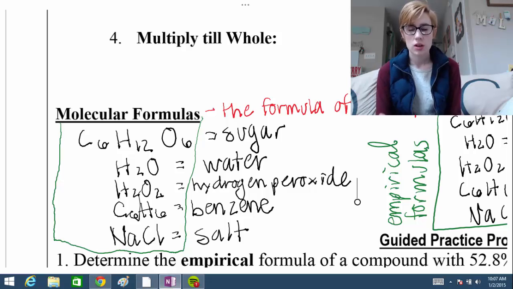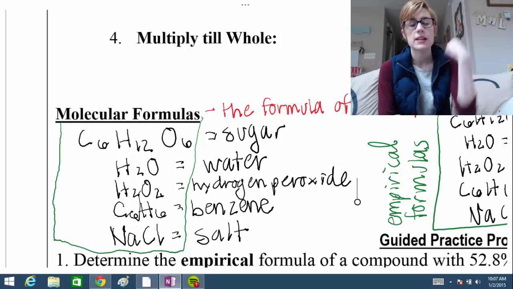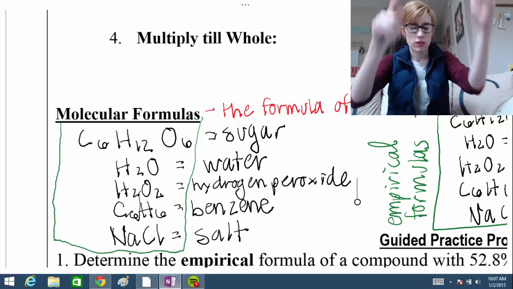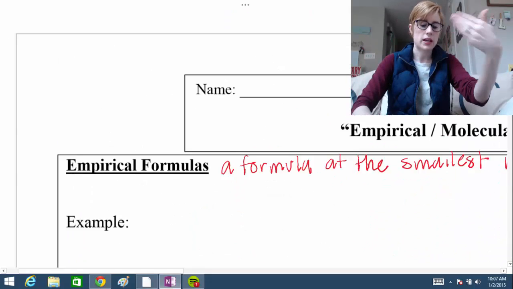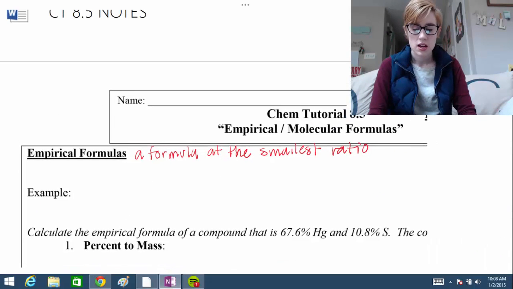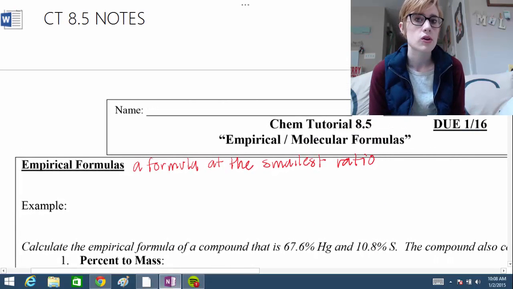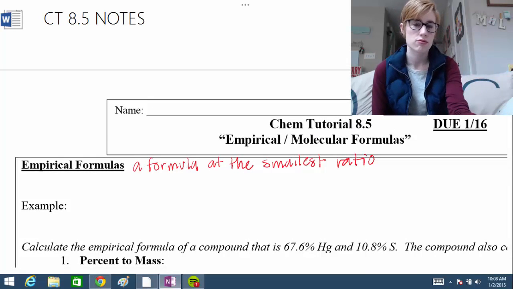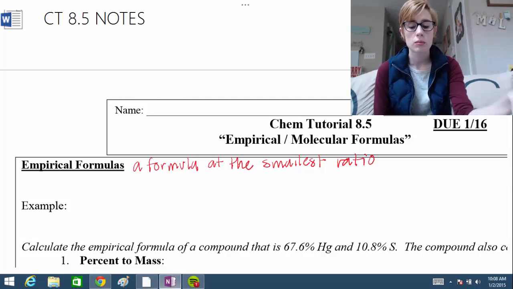The next term I want to talk to you about is called an empirical formula, and that's at the top of the page. So we're just kind of going all over the place. If you would go back up to the top of your page and write in this definition next to empirical formula: an empirical formula is not necessarily the natural formula. It's just the formula that's at the smallest ratio.